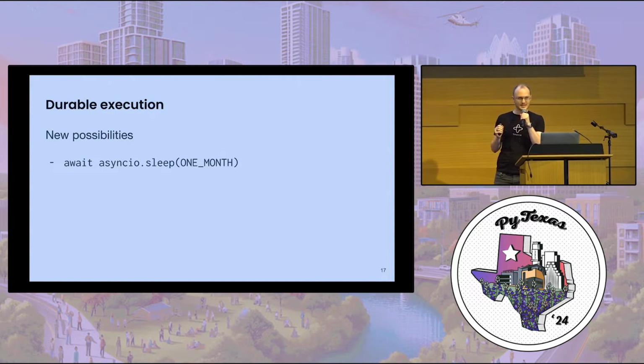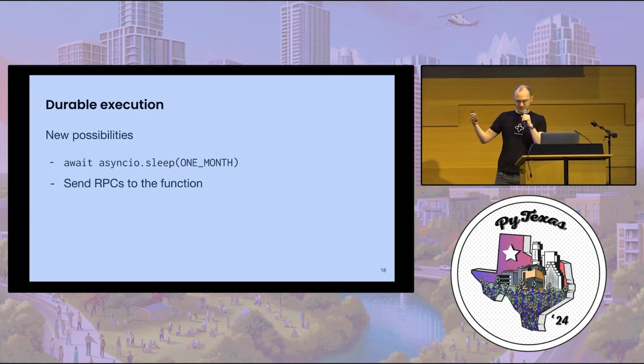And you also don't need to take up resources during that time, except for a timer entry in a database. The system will automatically unload this code, and whenever that timer goes off in the DB, it'll rebuild the state of the function and continue running.